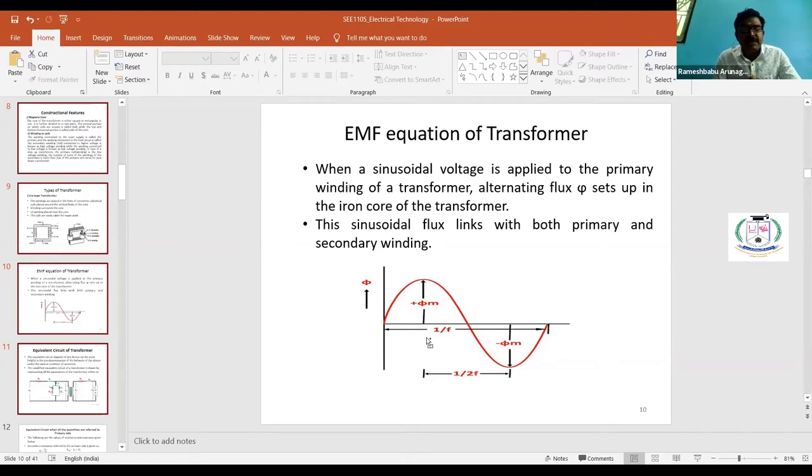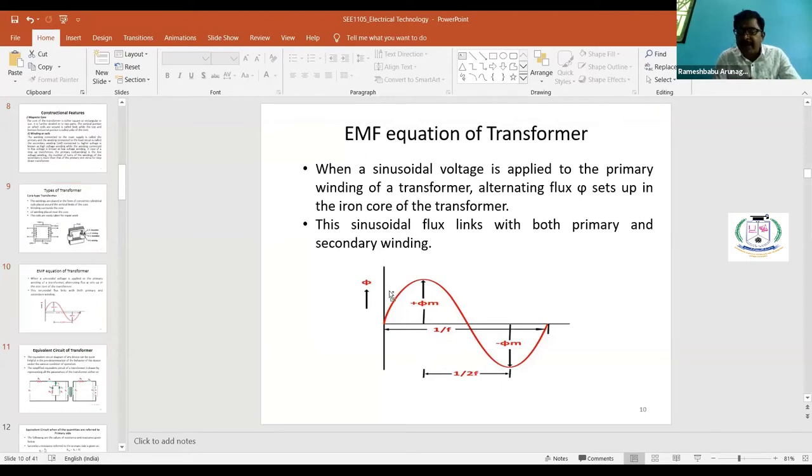So rate of change of flux is nothing but dΦ/dt. For N, I am going to take a single turn coil, N equal to 1. When N is equal to 1, E is equal to N dΦ/dt, so E is equal to dΦ/dt. So I can check the rate of change of flux is nothing but 4f Φm. For a single turn I will get the induced average value of the induced EMF as 4f Φm. This is nothing but the average value.